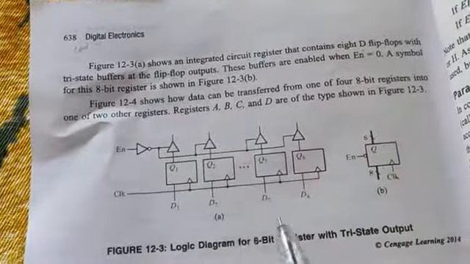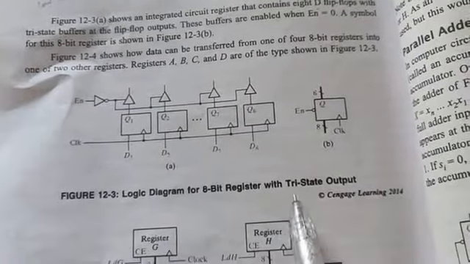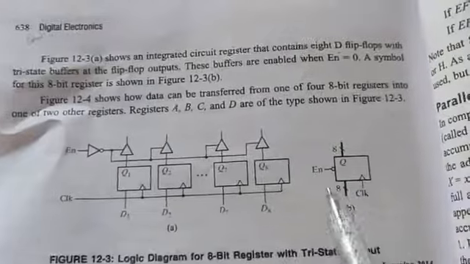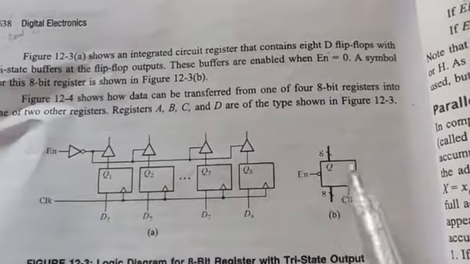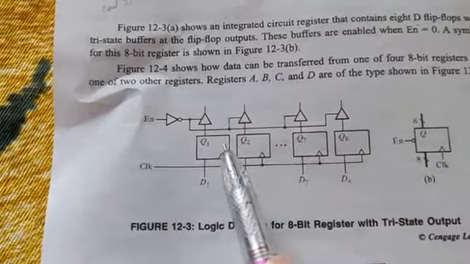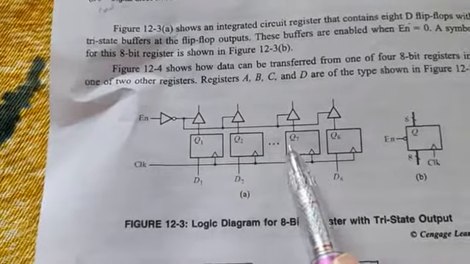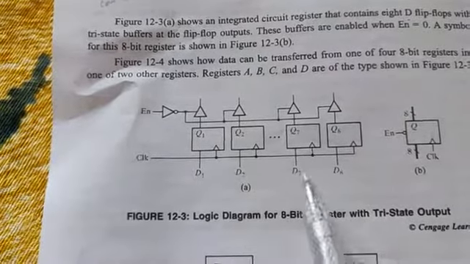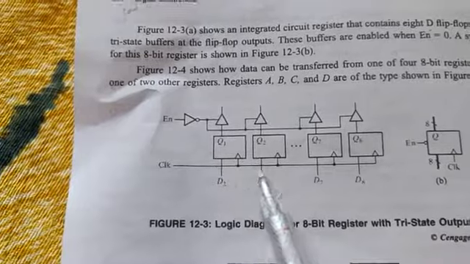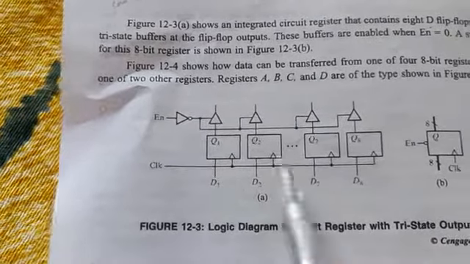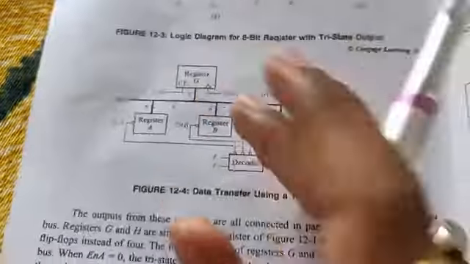Okay. So look at this diagram. This is a logic diagram of an 8-bit register with a tri-state output. Look here, they have written 8. So this is an 8-bit register. This is Q1, Q2, Q7, Q8, and D1, D2, D7, D8. All of them are connected to the clock pulse, enable, everything. This is an 8-bit register.